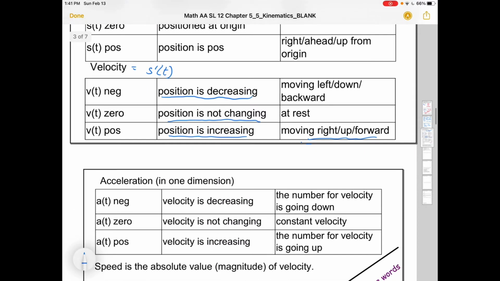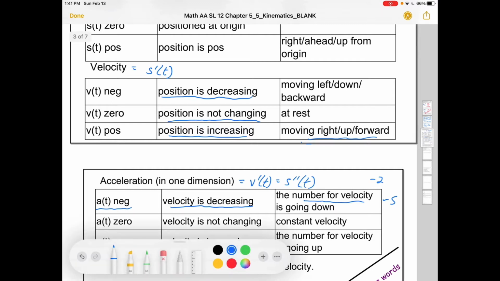Now, acceleration is the one that often causes issues. So acceleration is the first derivative of velocity. It's the rate of change of velocity, very strictly, or the second derivative of position. If acceleration is negative, that means velocity is decreasing. But that doesn't necessarily mean that you're slowing down, and we'll get into that momentarily. It means that the number for velocity is going down. So if your velocity was -2, and now it's -5, then acceleration is negative. The number for velocity has gone down.